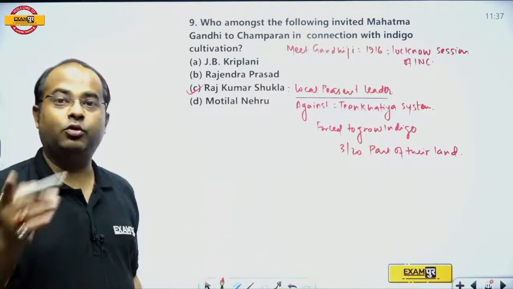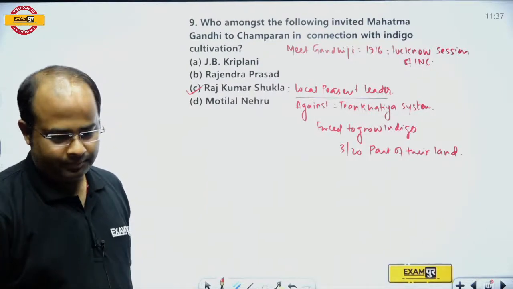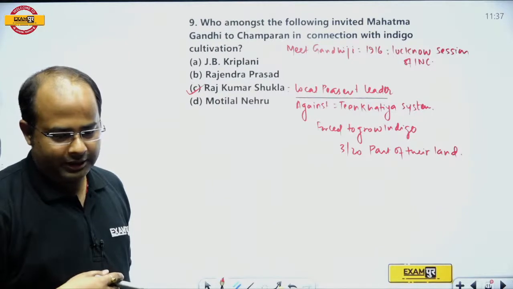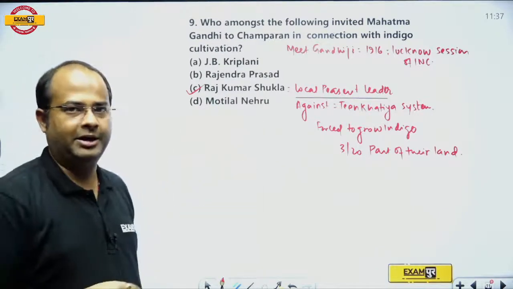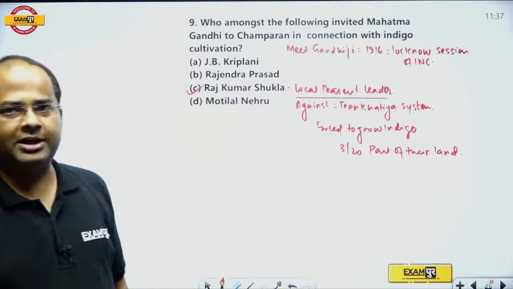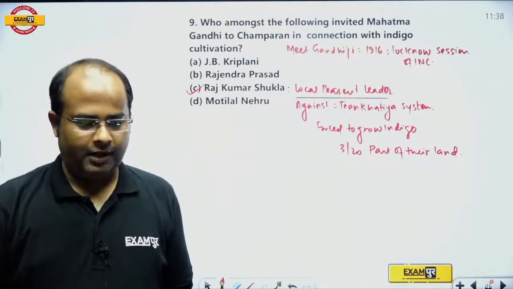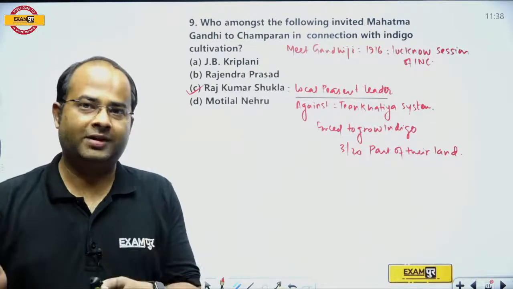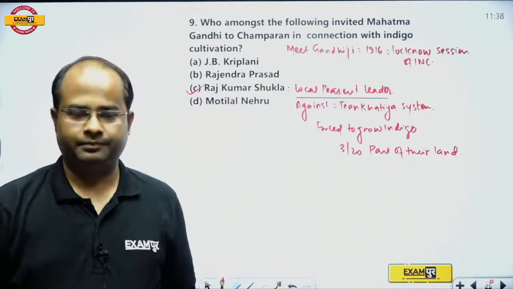Pandit Motilal Nehru is the father of Pandit Nehru. He was a very prominent lawyer. J.B. Kriplani called on Gandhiji in his civil disobedience movement. J.B. Kriplani was the husband of Sucheta Kriplani, a very prominent leader of Congress, who was the first female chief minister of any state of India.